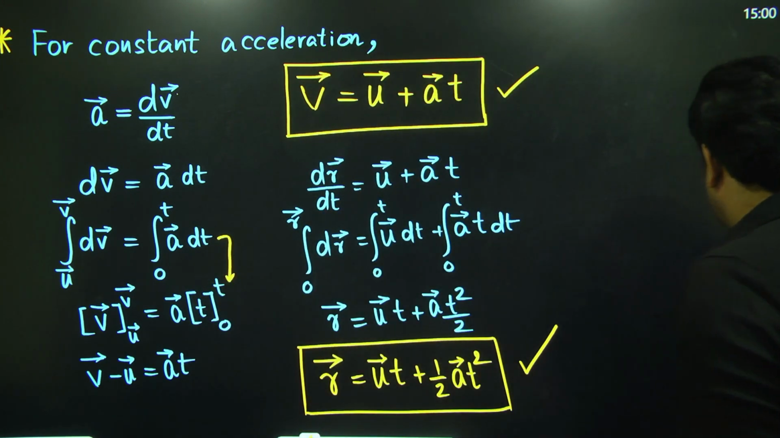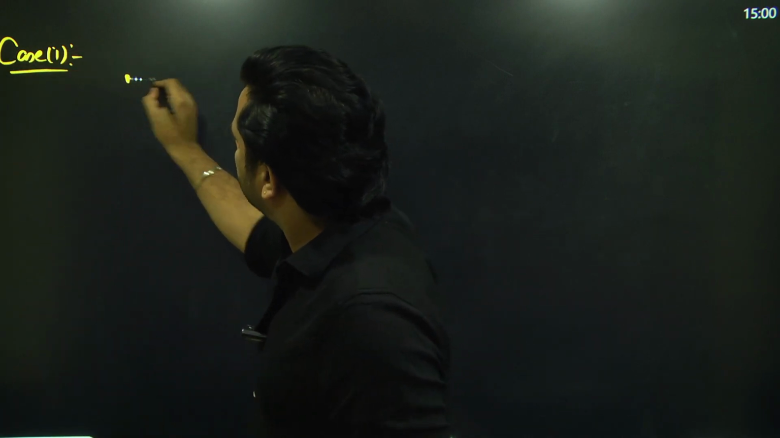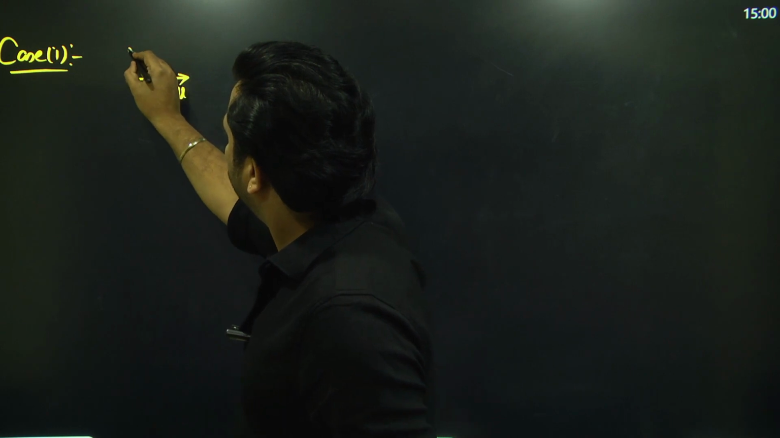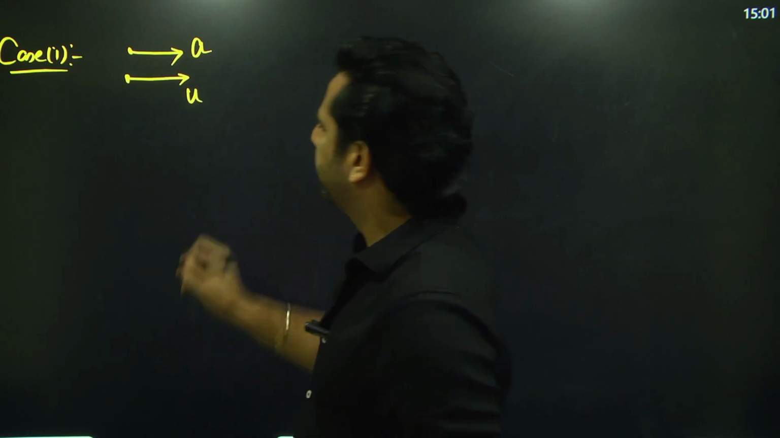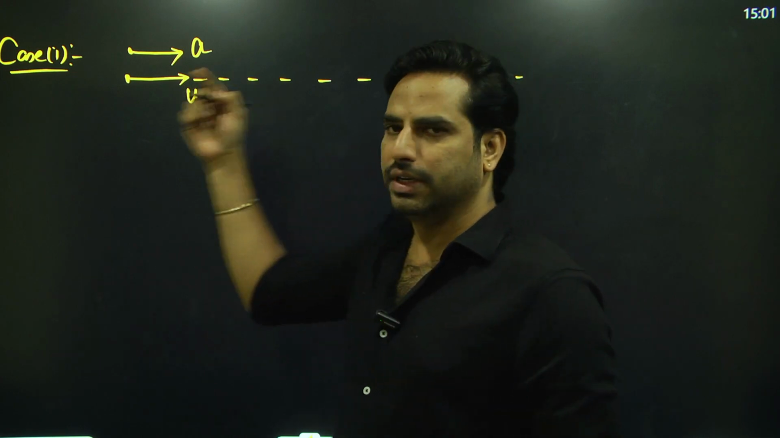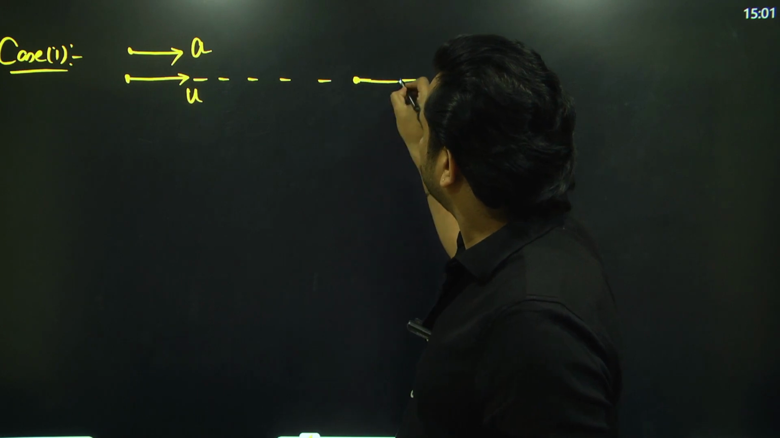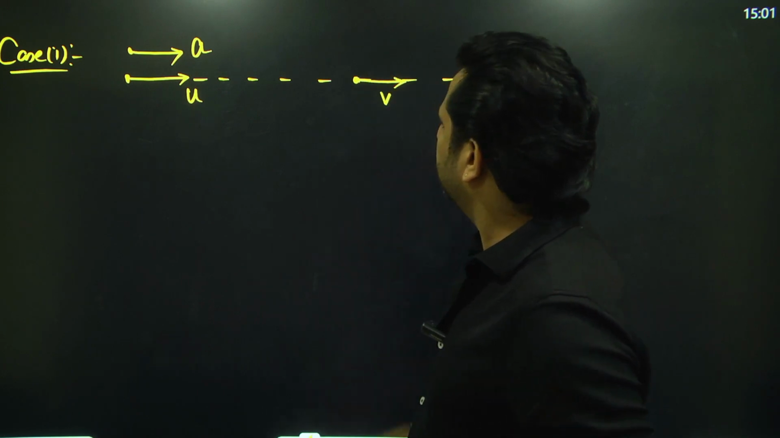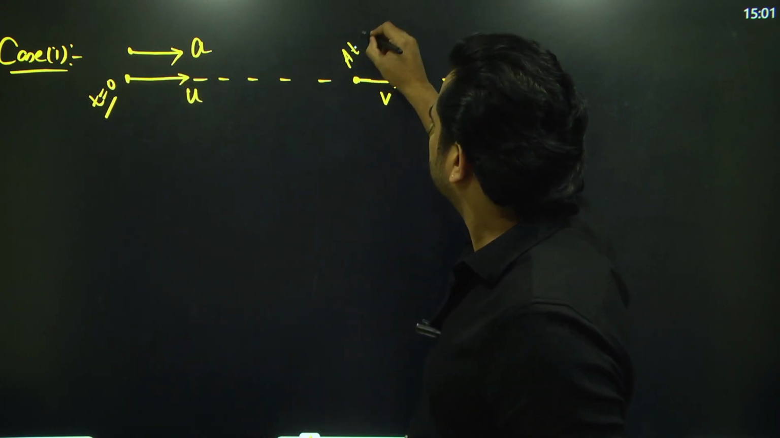Now let us try to apply them for different cases. I'll take a very simple case. Motion in a horizontal straight line, say case 1. The body has some initial velocity u and acceleration a in the same direction. So the particle will move in a straight line only because acceleration is in the same direction as initial velocity. It moves along the straight line with increasing speed. So after some time, let me say the speed is v. This is at t = 0 and this is at t seconds.